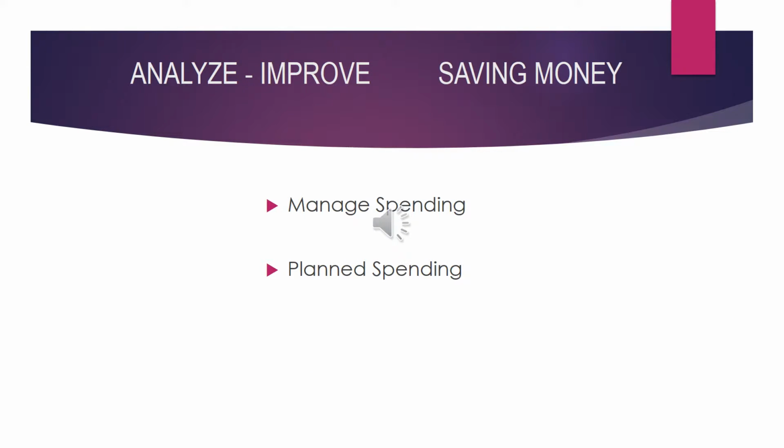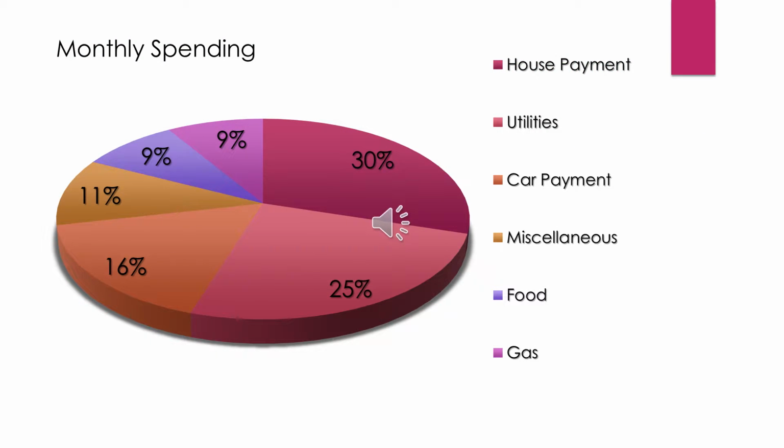The goal for the analyze phase was to manage my spending and to take more of a planned spending approach. The pie chart was used to identify the outputs on a monthly basis based on the inputs, or our monthly income. We identified that the biggest pieces of the pie belong to set spending or uncontrolled spending categories, such as the house payment, utilities, and car payment.